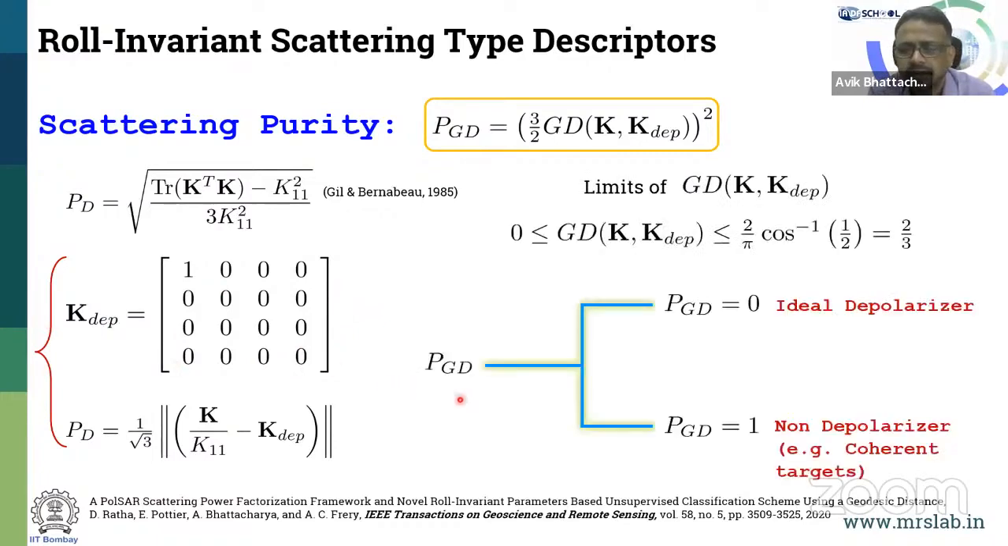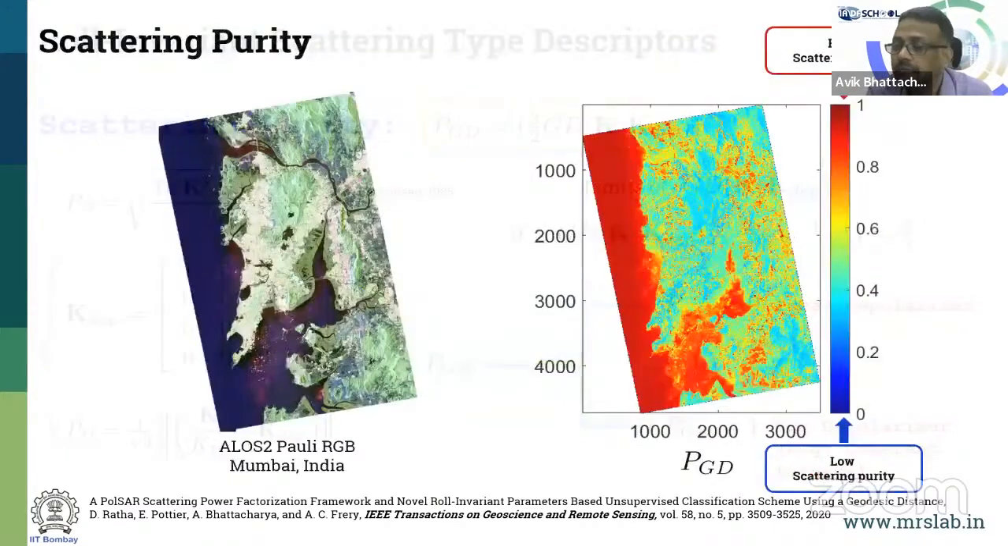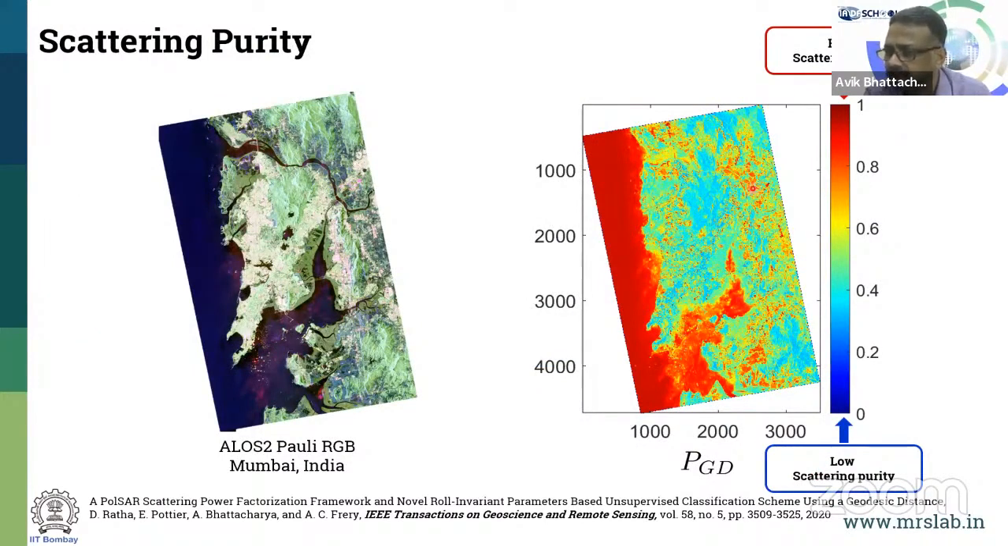So in this way, we are able to find that if it's an ideal depolarizer, which is an ideal condition, of course, it never happens, this is zero. And if it is a coherent target, trihedral or dihedral, a very canonical elementary target, this is equal to one. So it varies between, again, zero and one, which tells you this is kind of information. That means the water body will have higher scattering purity, whereas the urban area will have some kind of mixed area, which is less than one, greater than zero, somewhere in between.